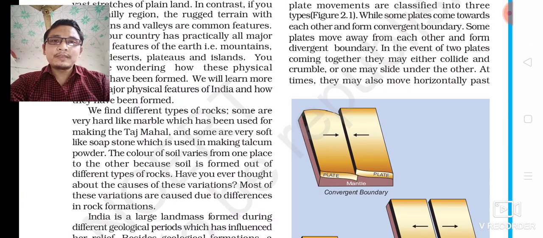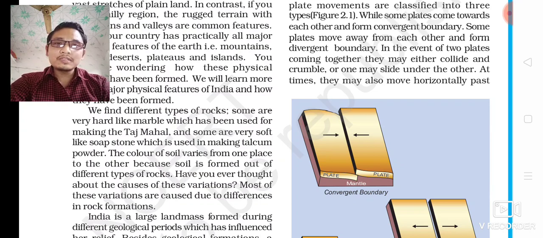Second paragraph. In India, we find different types of soil too: black soil, red soil, laterite soil, arid soil, alluvial soil. Different types of soil we find here in India. And why do we find different types of soil here in India? It is because soils are formed from rock, and rocks are of different types.